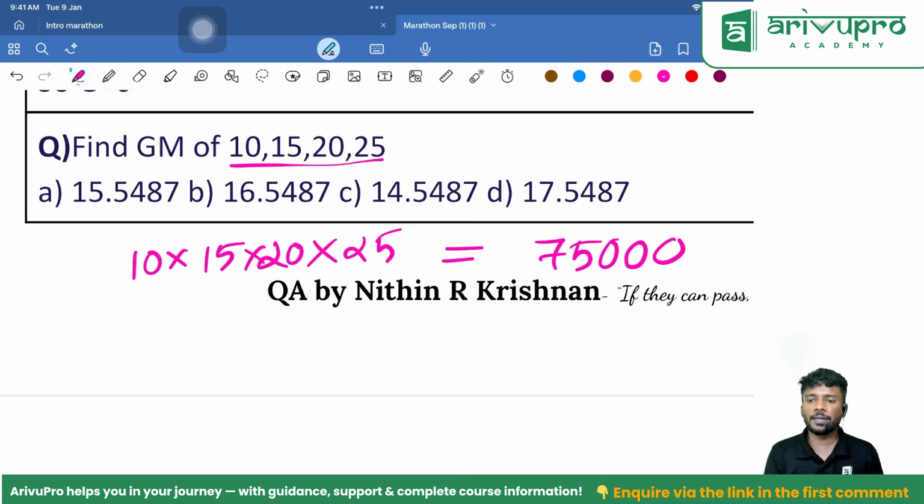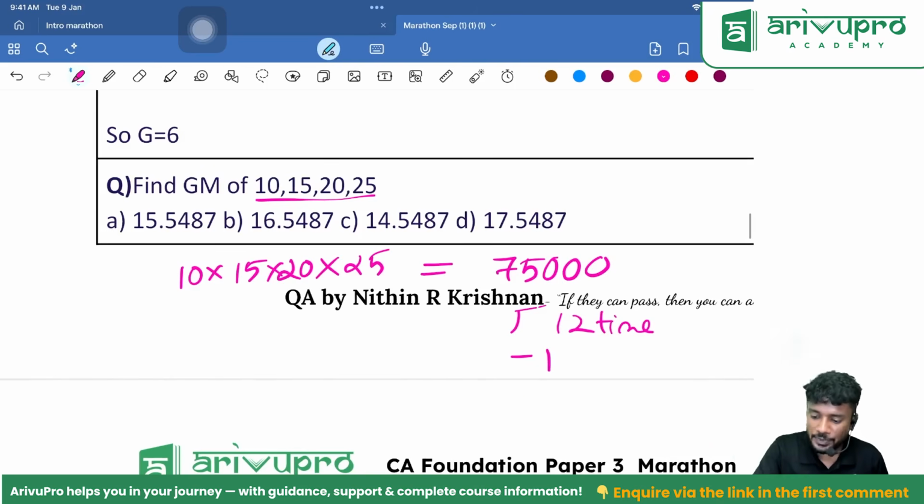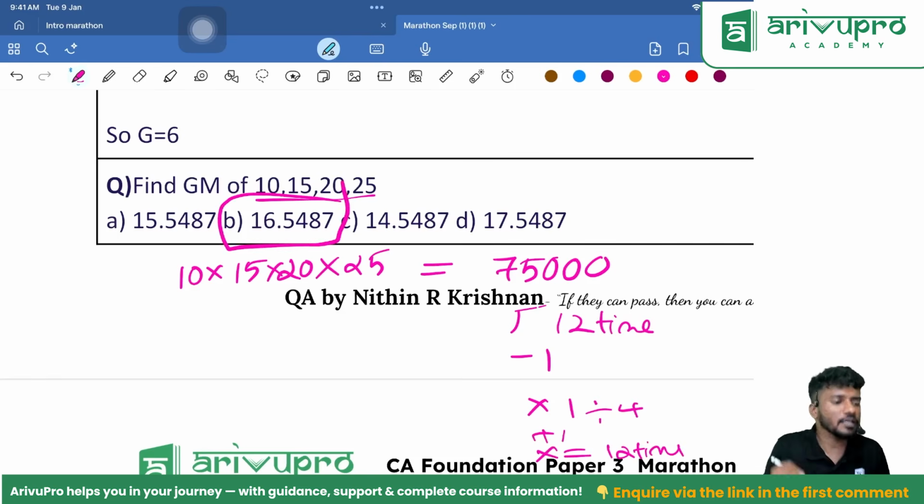Then, root how many times? 12 times. Root 12 times. Then, minus 1. Next step is into 1 by 4. That means into 1 divided by 4. That is the basic meaning of that. Then plus 1. Then finally into equal to how many times? 12 times. You will get it as 16.5487. Is it clear?